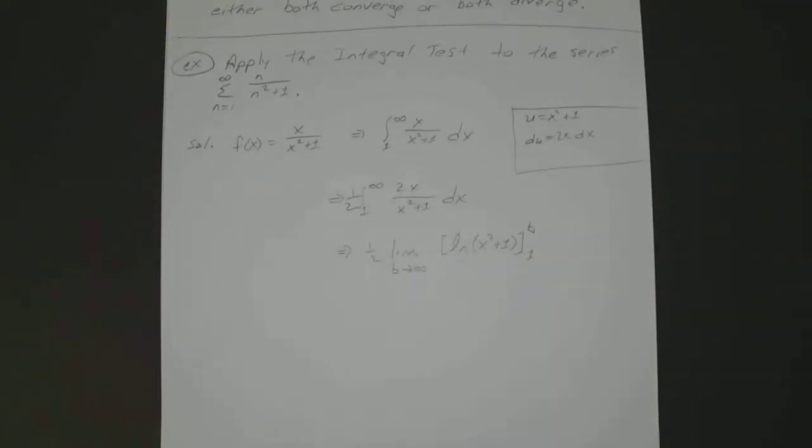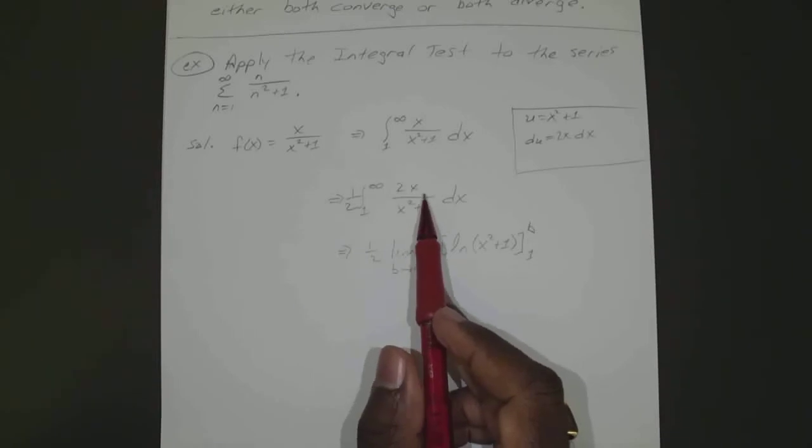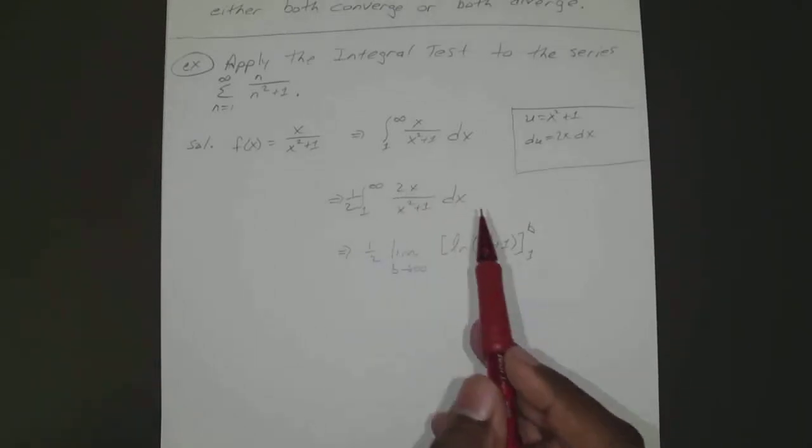Could you just translate this to u as well? Yes, you can say 1/2 the integral from 1 to infinity of u to the -1 du. I feel like that would be easier. You could, or not direct integration. Yep, u to the -1 du.